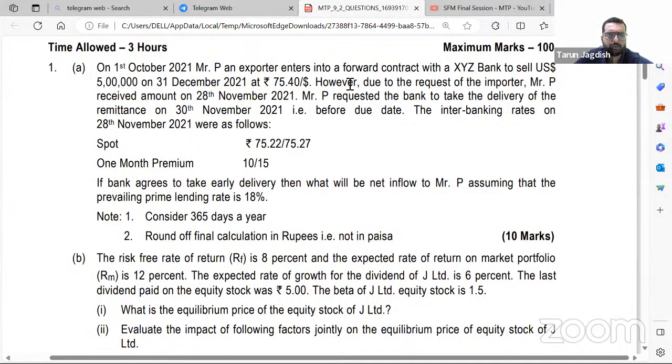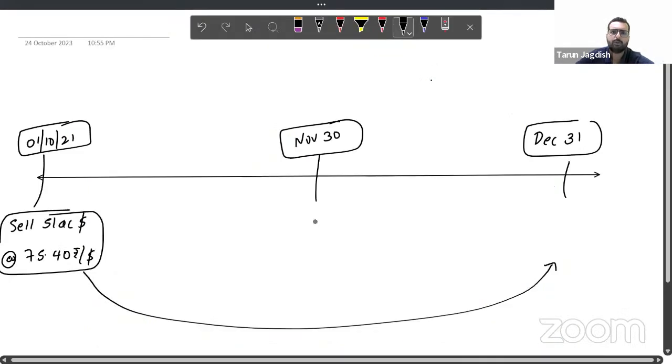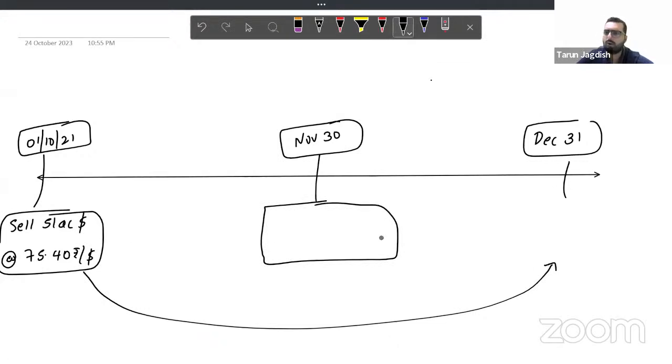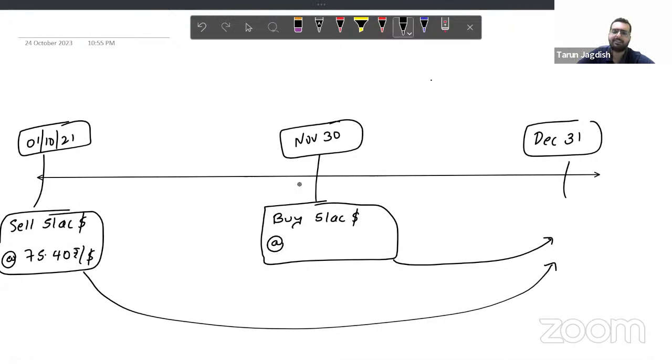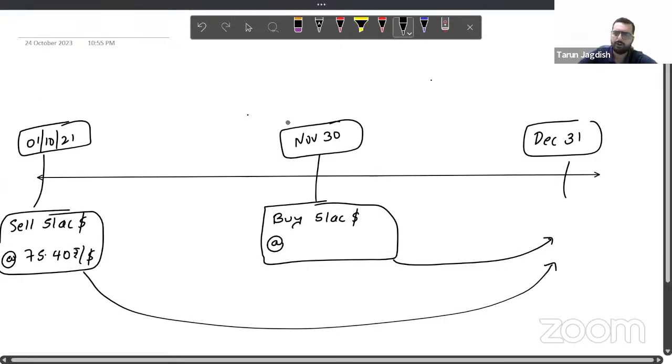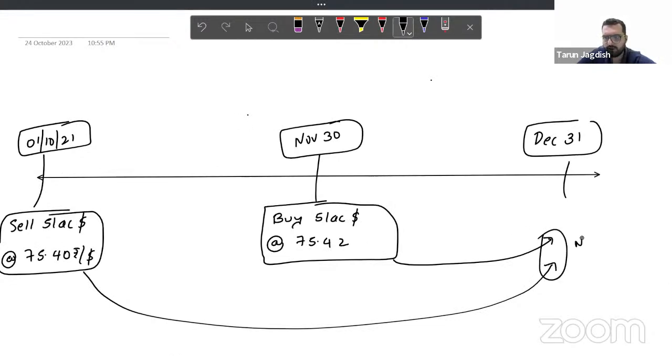Interbank rates on 28th November are given as 75.22 to 75.27 and they have given a forward rate. Now tell me friends, how will I cancel my contract on this date? Original contract was sell. So what will I do over here? I will enter into a buy. So when I do a buy, will it be the bid rate or the ask rate? At 1 month forward ask rate. Okay. It will be 1 month forward ask rate. That will be 75.42. So once I do this, both of these will get nullified. Can you put this diagram in your books?